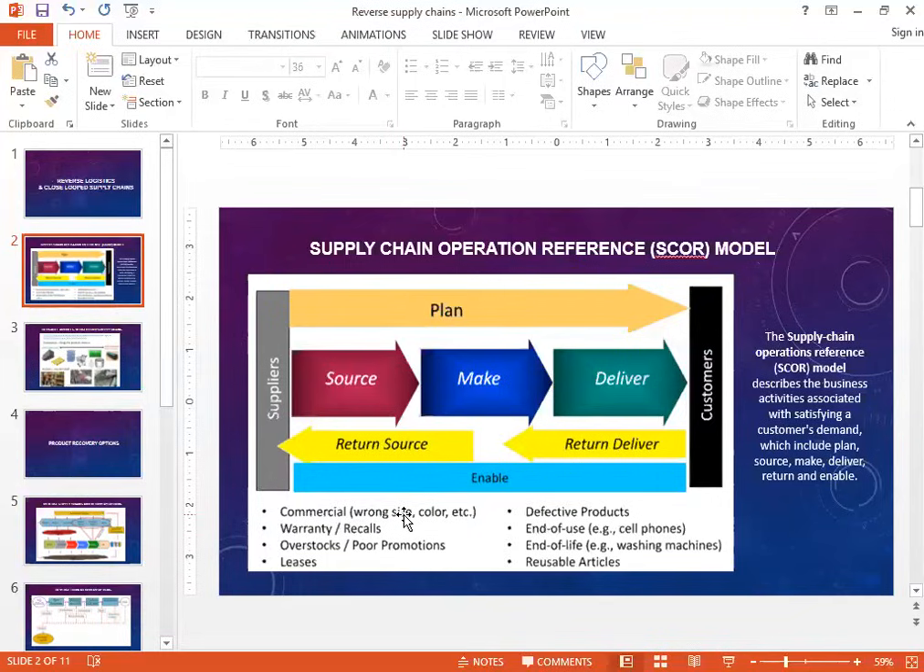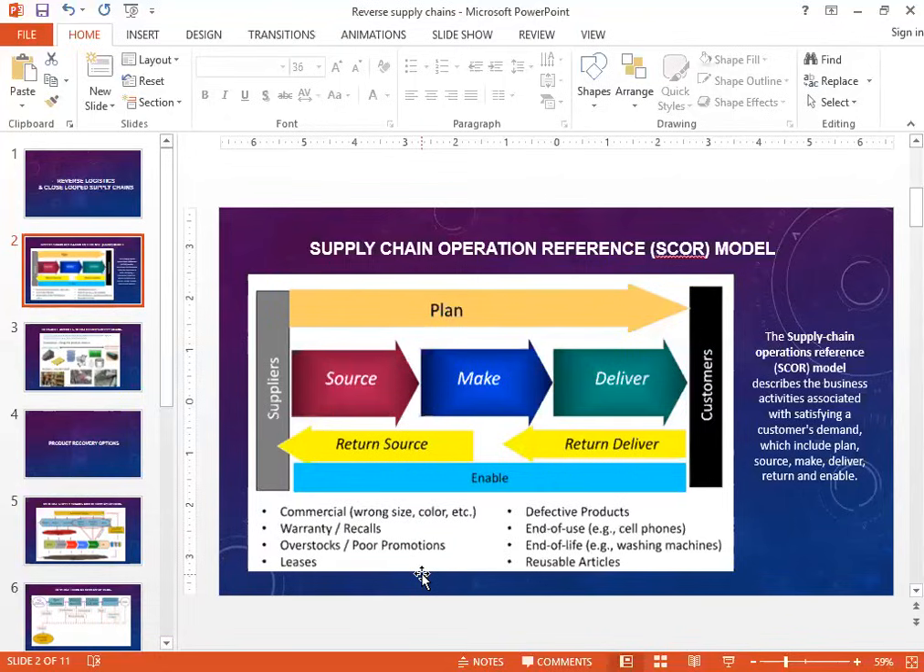Sometimes there are overstocks or even poor promotions. Just for example, let's say a company decides to do a big promotion, like a buy two get one free kind of promotion, and for some reason the promotion just doesn't do as well as they expected, and as a result they end up with an overstock. And so a lot of the retail stores that were holding their goods say, you know what, can you actually take your goods back? So that's another reason why sometimes companies are forced to take their goods back.